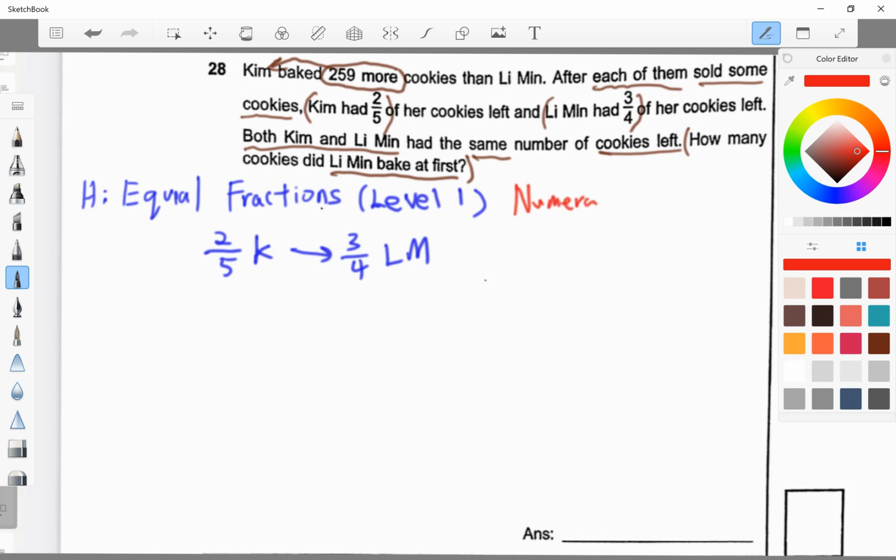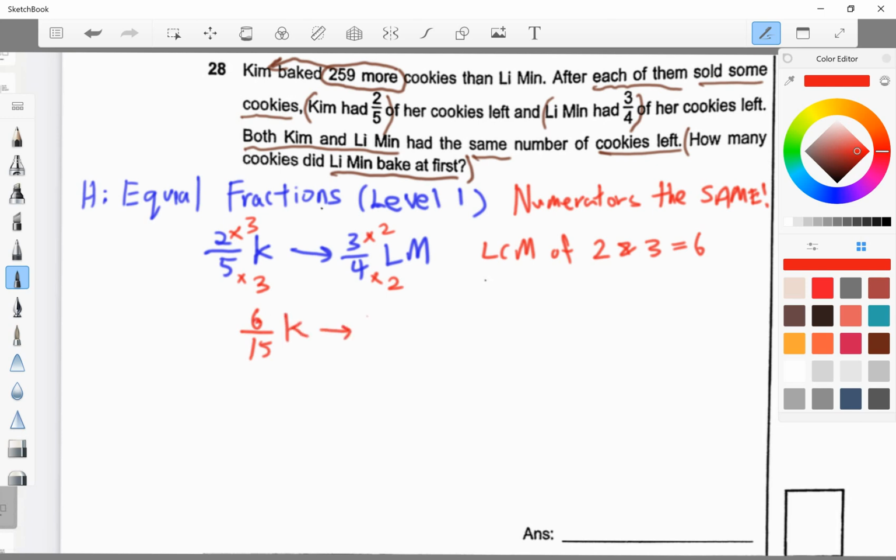Like I mentioned earlier, this question is also called numerators the same. So it's all about LCM again, the lowest common multiple. Just remember numerators the same as you are trying to solve this question. So the LCM of the numerators, 2 and 3, is actually 6. So we have to turn the 2 into 6. I'll just multiply by 3 for 2/5. And I need to turn 3/4 into a fraction with numerator 6 as well, so I'll multiply by 2 for the fraction on the right. And I'll write down that 6 out of 15 of Kim has got to be the same as 6 out of 8 for Li Min.